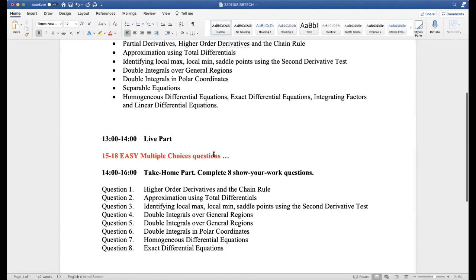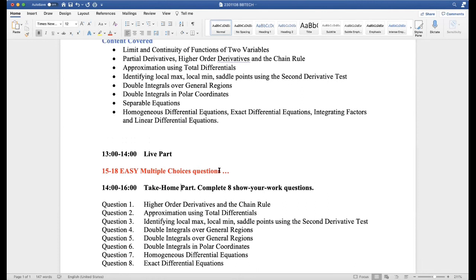Maybe I'm gonna ask just something that you can answer in 1 or 2 minutes, just an easy question to check that you know the concept. That is the part that is the multiple choice question. So you expect to answer each multiple choice question in 1 or 2 minutes. Just quick, when you read the question, you can answer it immediately.